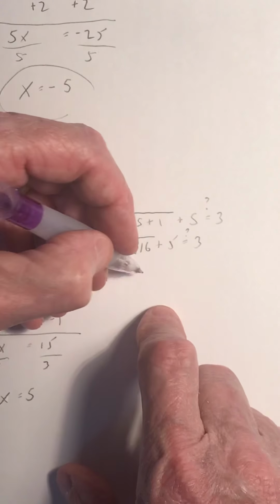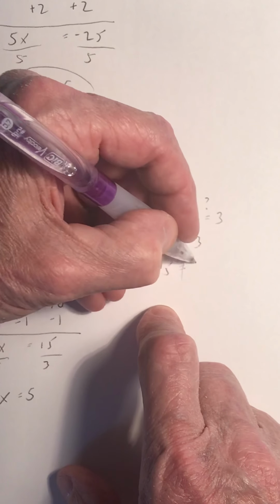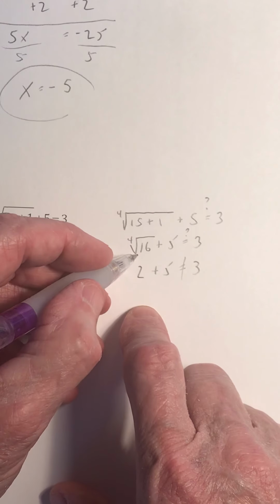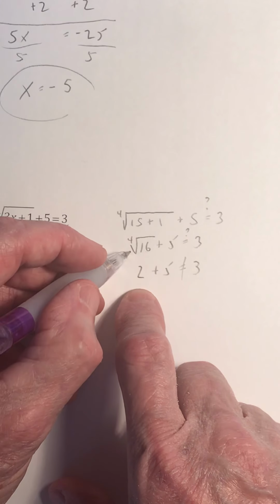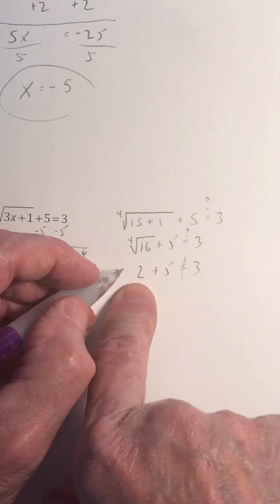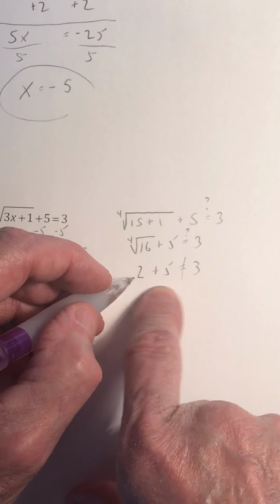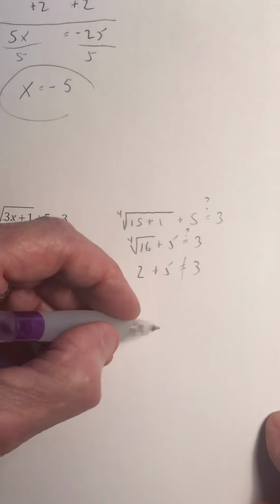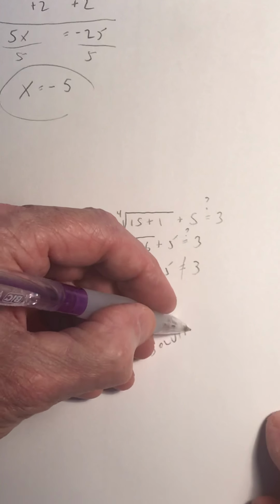And the fourth root of 16 is only 2, not negative 2. Negative 2 to the fourth does give you positive 16, but we're not allowed to use a negative 2 here. The meaning of this symbol is the principal fourth root, only a positive 2. 2 plus 5, last time I looked, was 7, not 3. So we say no solution here.